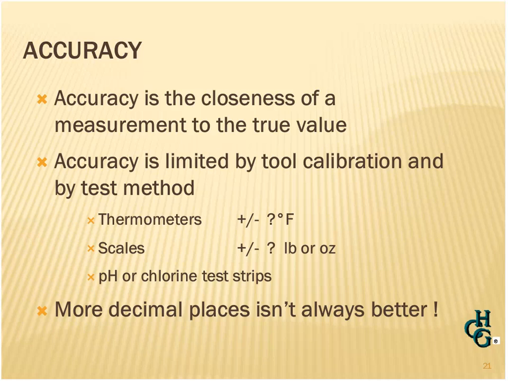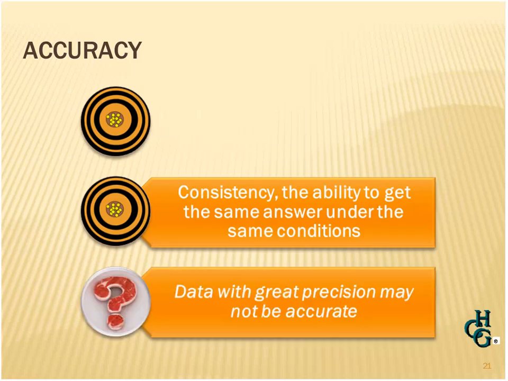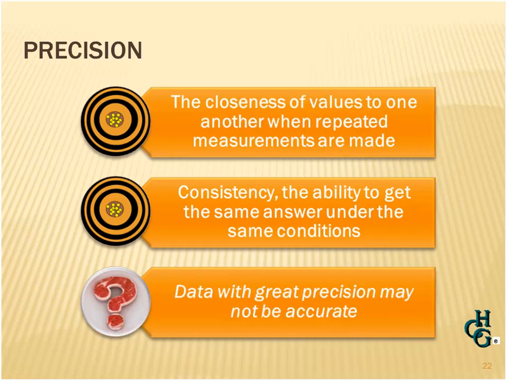You have to make sure you get the correct results, and we're also looking for consistency in our measurements. So we talk about precision. Precision is the closeness of values to one another when repeated measurements are made. So you can see that top picture there, the second one as well, that says you're getting the same answer every time. Consistency is the ability to get the same answer under the same conditions.